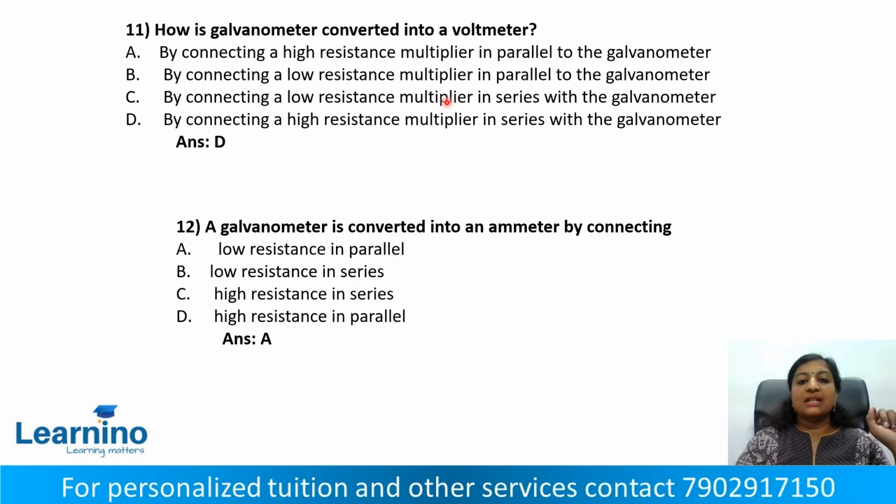Question number 11. How is galvanometer converted into a voltmeter? The correct answer is by connecting a high resistance multiplier in series with the galvanometer. Question number 12. A galvanometer is converted into an ammeter by connecting low resistance in parallel. When we convert a galvanometer into an ammeter, we connect a low resistance in parallel.